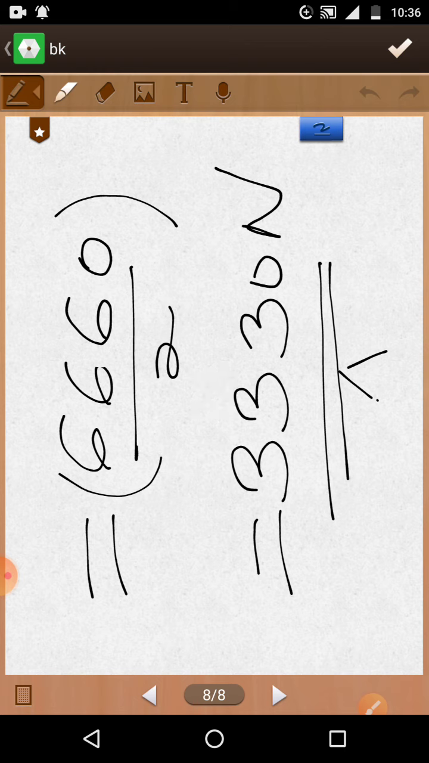Now you take 6660 divided by 2, and remember this is Newton second, and the time is in seconds. So second cancels with second, and you remain with Newton. If you divide by 2, you get your answer to be 3330 Newton. This is the impulsive force F.